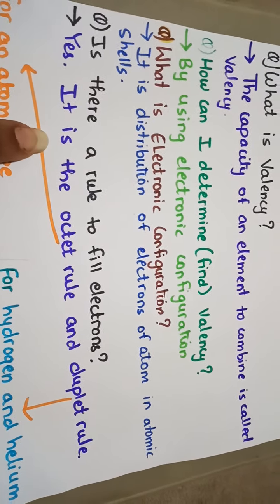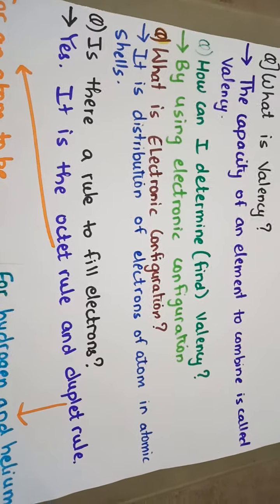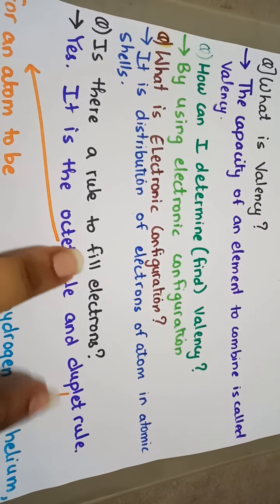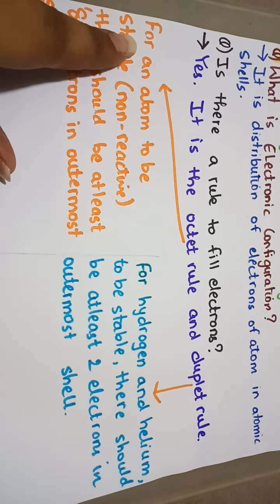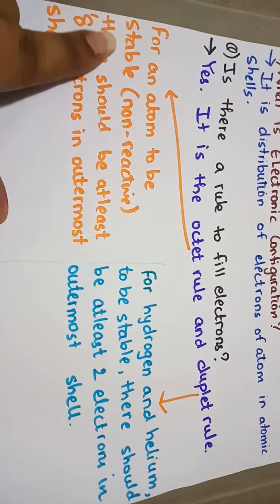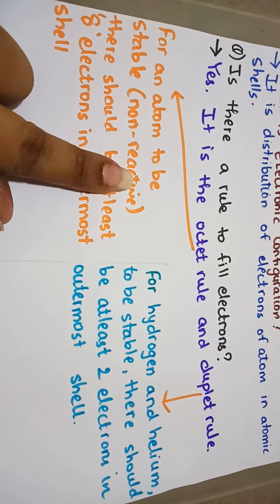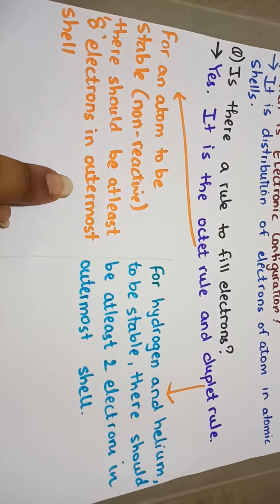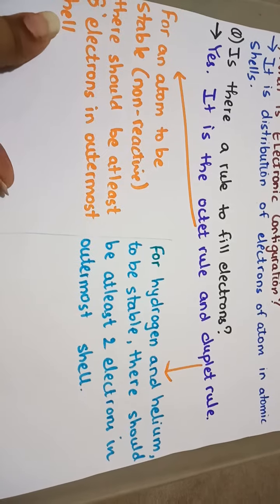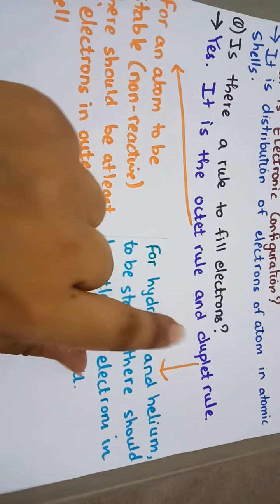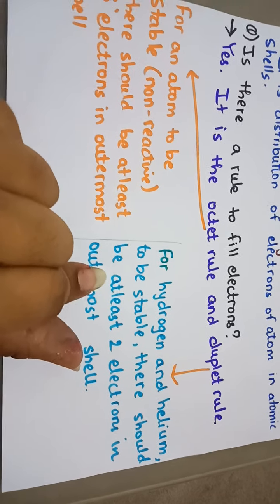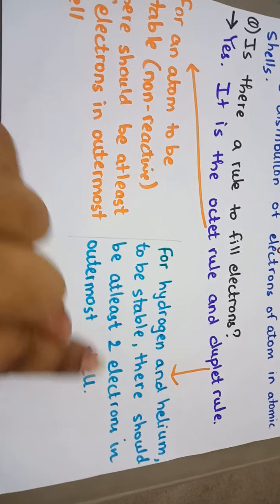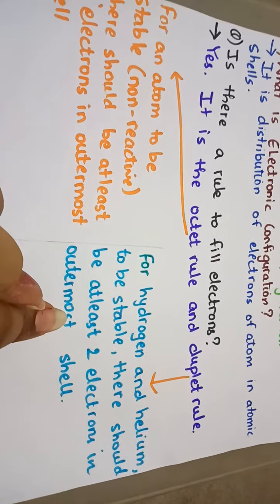Is there a rule to fill up these electrons? Yes, there are two rules. Number 1 is the octet rule and number 2 is the duplet rule. When I am talking about the octet rule, it means for an atom to be stable or non-reactive, there should be at least 8 electrons in the outermost shell. And second is the duplet rule: for hydrogen and helium to be stable, there should be at least 2 electrons in the outermost shell.